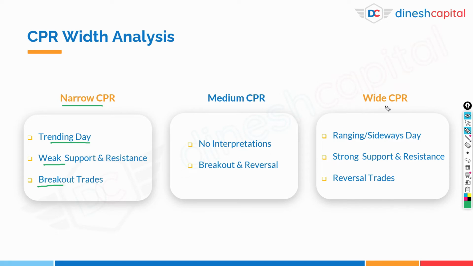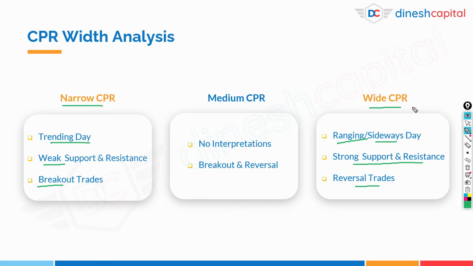Wide CPR, on the other hand, is just the opposite. When there is a wide CPR, the market will mostly be range bound. It will quietly trade sideways throughout the day because the wide pivot range levels act as very strong support and resistance. It will not be easy to break that level unless there is big volume. Traders will look to take reversal trades at the ends of range boundaries. So there is less chance of a breakout opportunity.